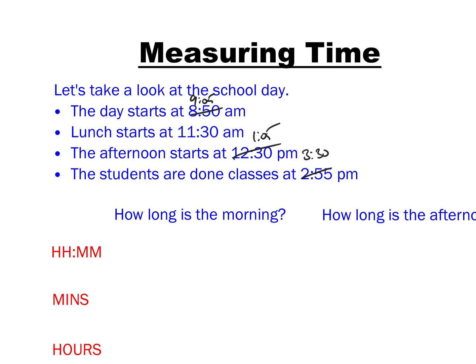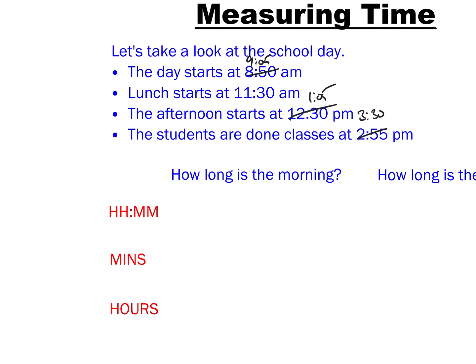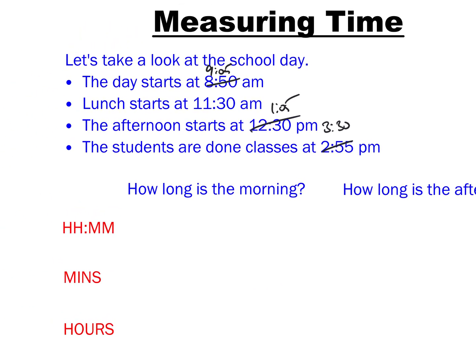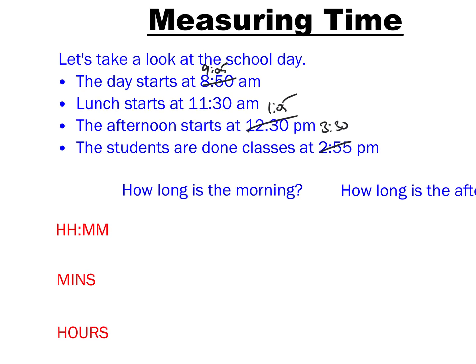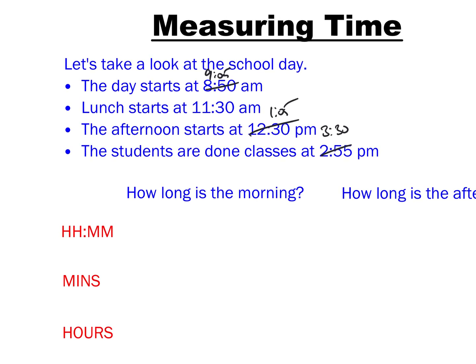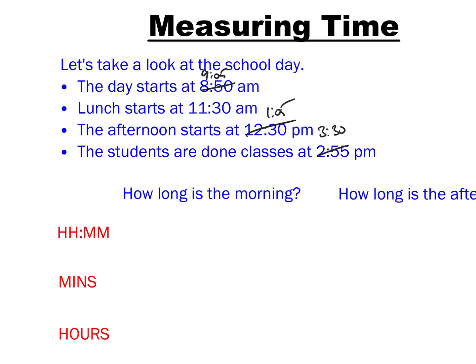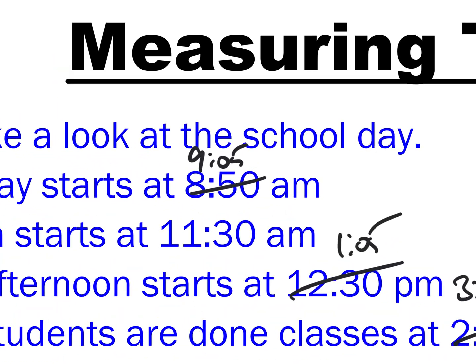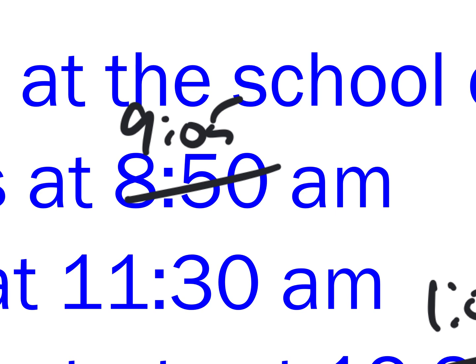how long is the morning and how long is the afternoon? We can answer that using three different formats that all kind of mean the same thing, but they're just written in different ways. So first of all, if we look at the morning, it goes from 9:05 to 11:30. How many hours and how many minutes is that? No, from 9 to 11? 2 hours, 25 minutes.